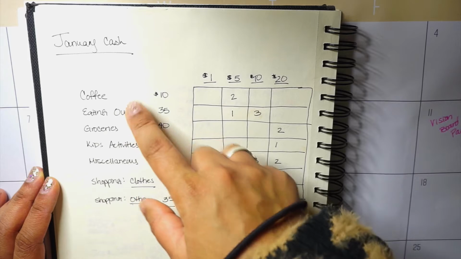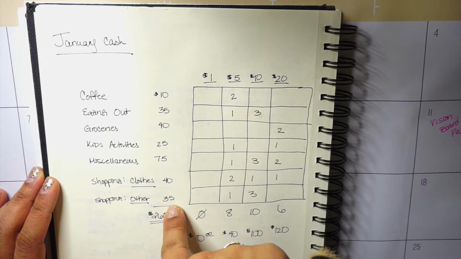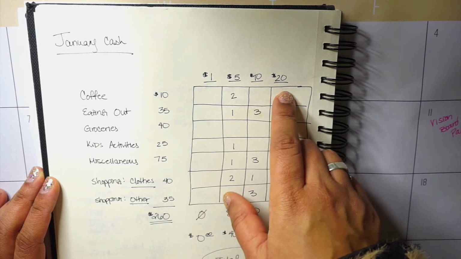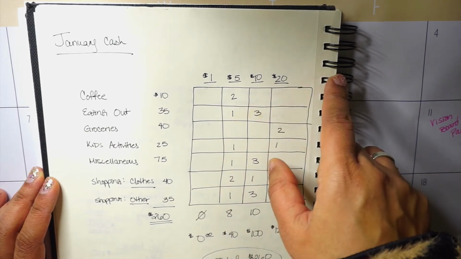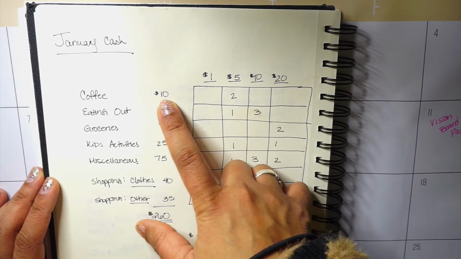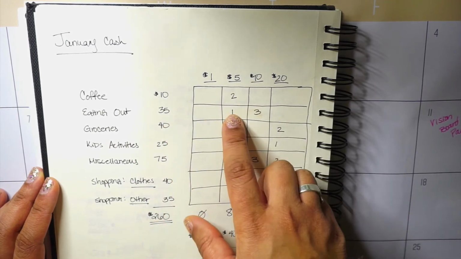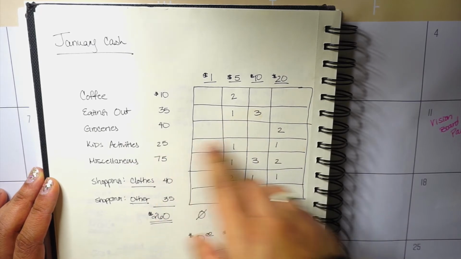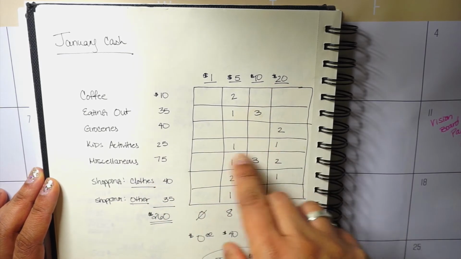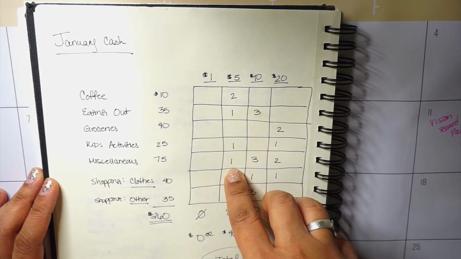So let's walk through this. You see this says January cash. Here are my budget items that are going to be cash, and the amount for those line items. Up here I have the denominations. I'm not taking out anything higher than a 20, which is why you don't see 50 or 100. For instance, coffee is $10, so ideally I will have 2 5s. Eating out is $35, so ideally I would get 3 10s and 1 5. Grocery is $40, ideally 2 20s. Kids activity, $25, I will want 1 20 and 1 5. Miscellaneous is $75, so ideally I want 2 20s, 3 10s, and 1 5.